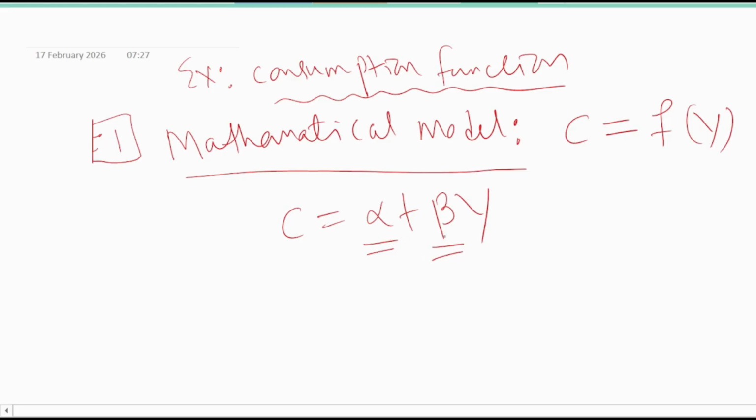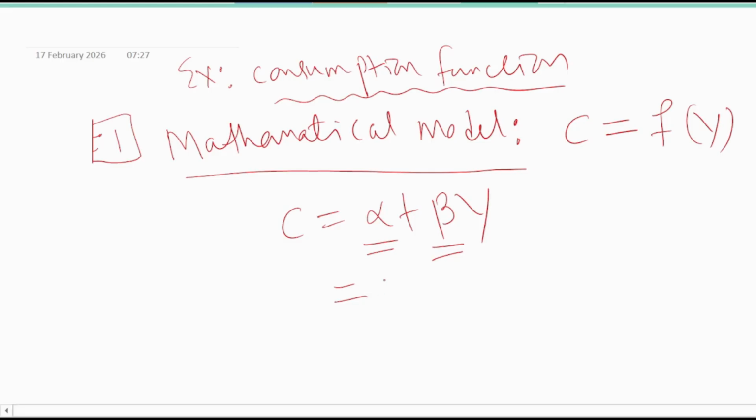Details about this consumption function is explained with our previous video, and the link is given in the description. Now if you know the value of alpha and beta, for any value of income there will be exact value of the consumption. You cannot say that there can be any value, rather there will be only a single value of consumption for a single value of income.